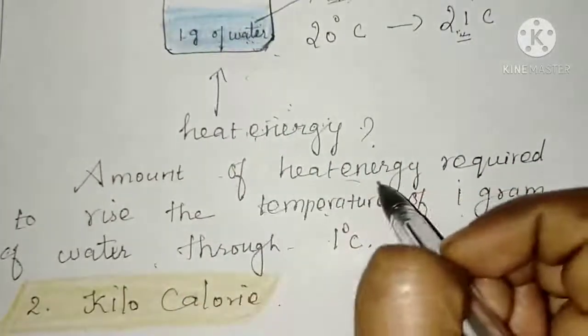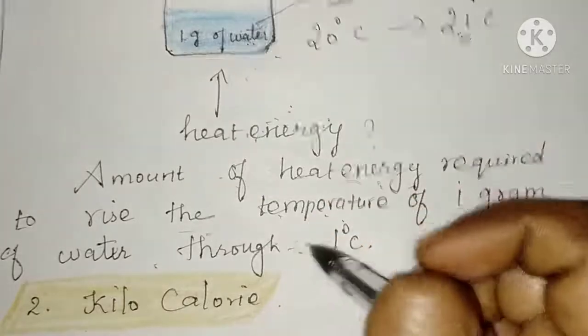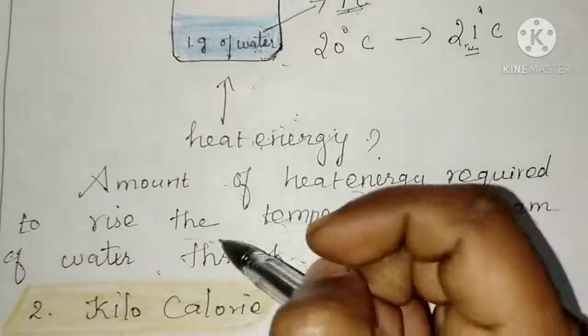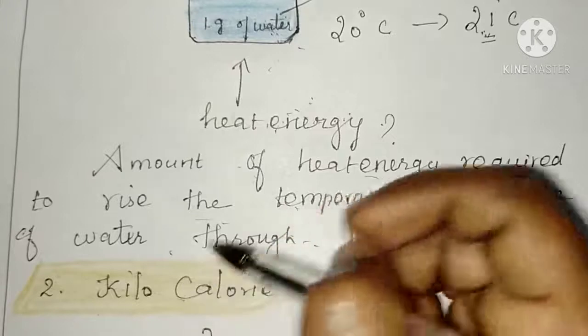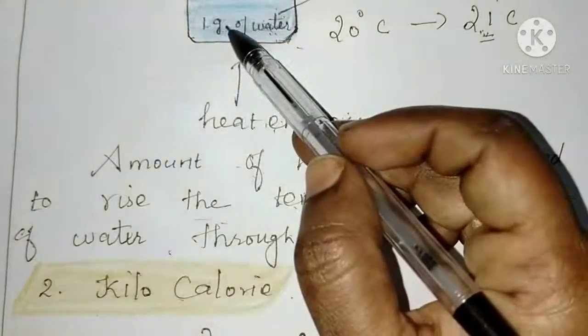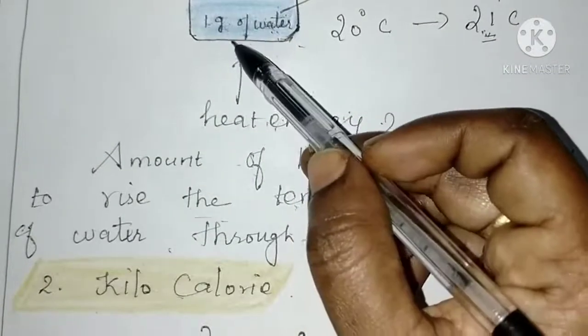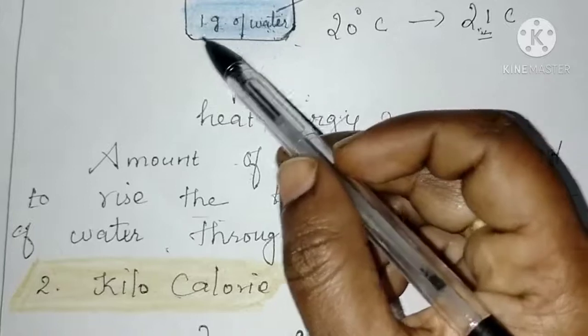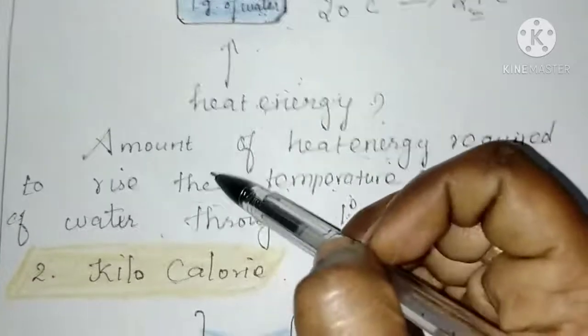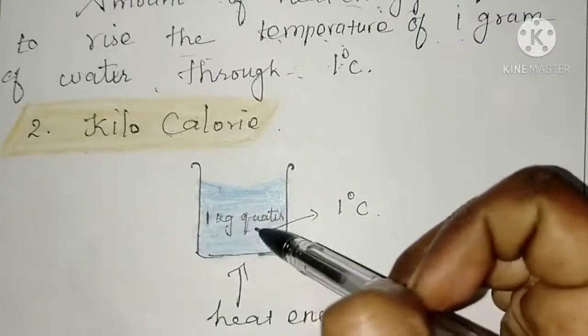See the definition: the amount of heat energy required to raise the temperature of 1 gram of water through 1 degree Celsius. The next one is kilocalorie. Calorie and kilocalorie have only one difference. Here we have taken 1 gram of water, so instead of this 1 gram, you have to take 1 kilogram of water. How much heat is required for that? That is a kilocalorie. See here, 1 kilogram of water is there.